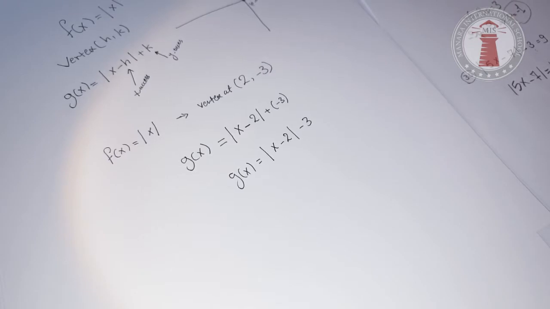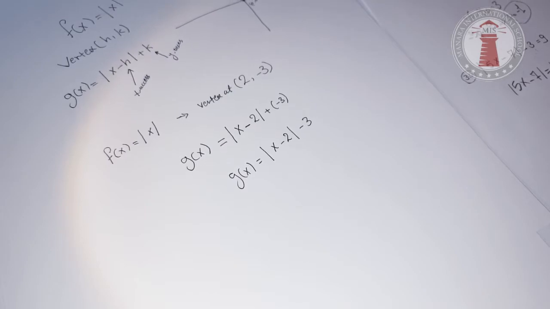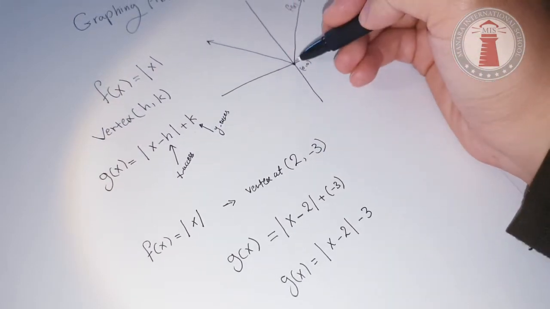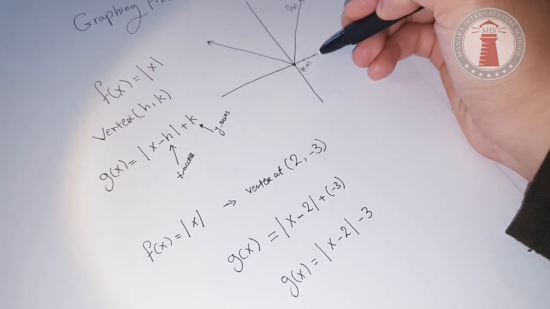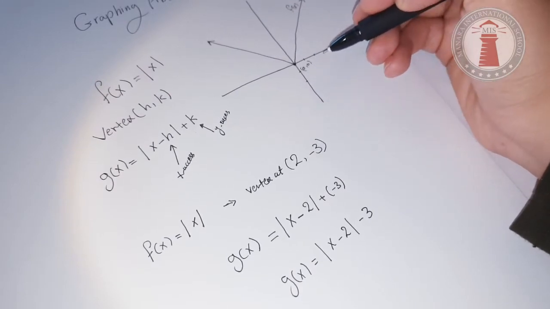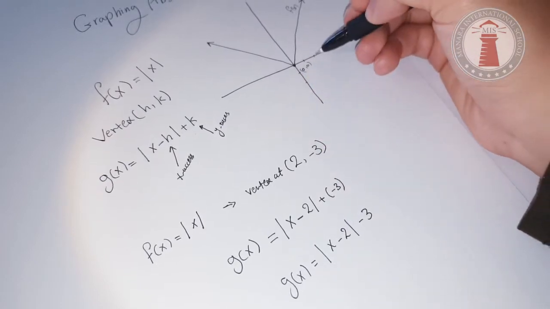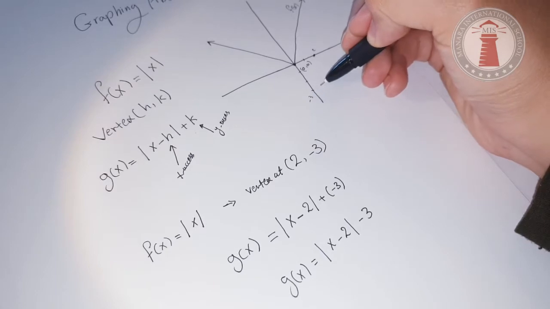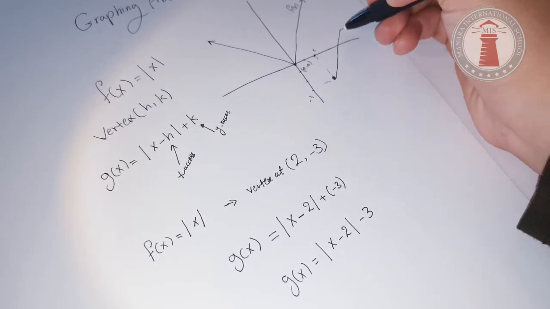So here the vertex is at 2 and negative 3. The entire graph of the parent function moves when the vertex moves. So the V letter here is going to be moved to 2. If we said this is 1, this is 2, this is negative 1, negative 2, what we have here is 2 and negative 3. This is 2 in the x, and this is negative 3 in the y.